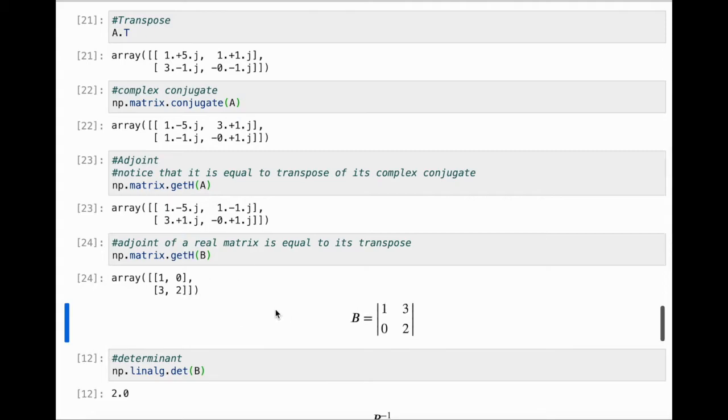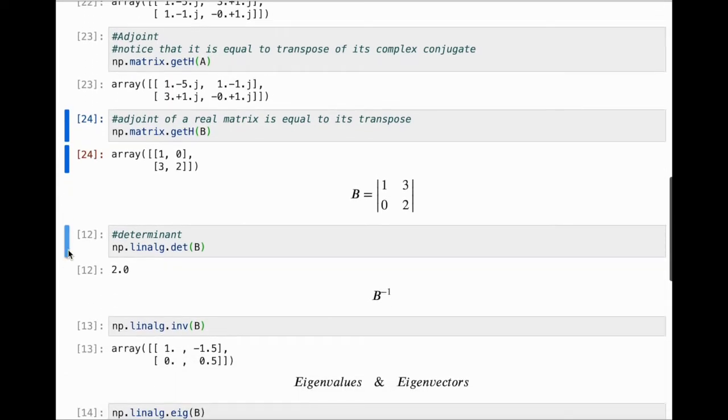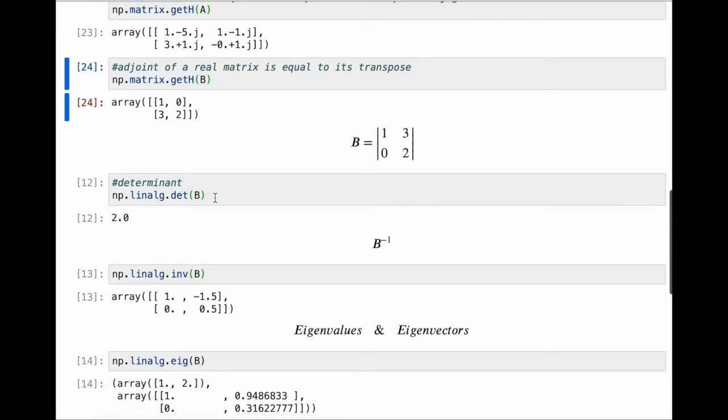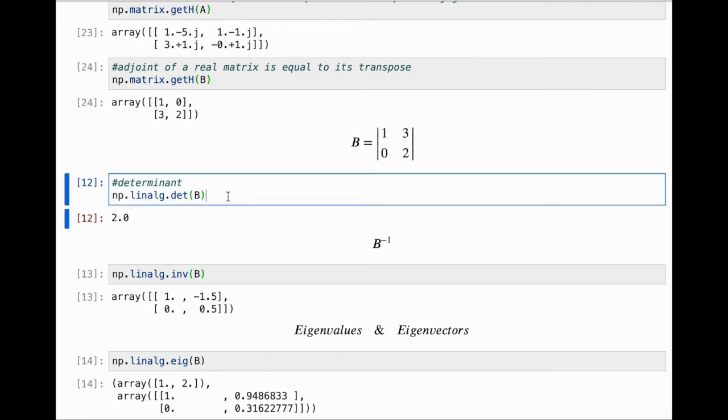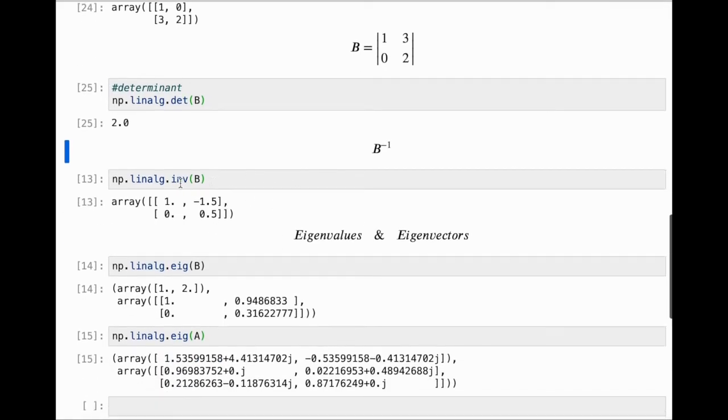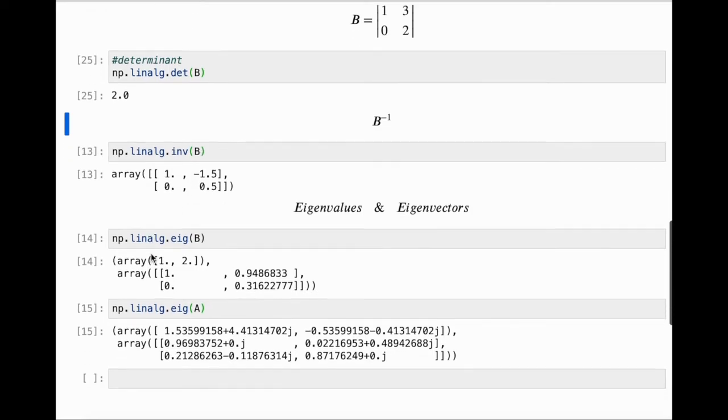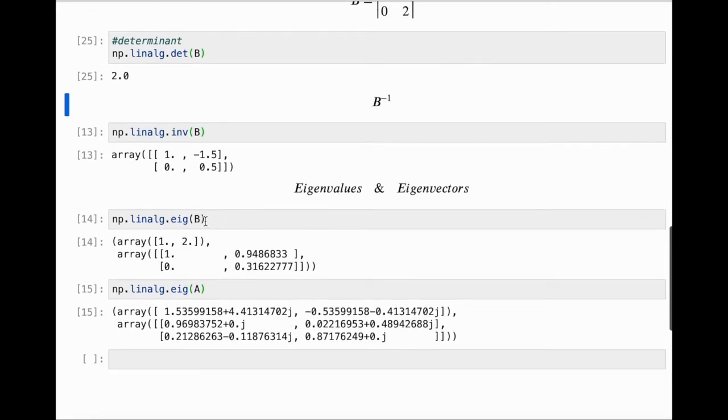Now we can get the determinant of the matrix. The code is pretty simple: numpy.linalg.det, and then we plug in whatever matrix we want to calculate the determinant of. And so we have here the determinant of the matrix B. The inverse is also pretty simple: numpy.linalg.inv.